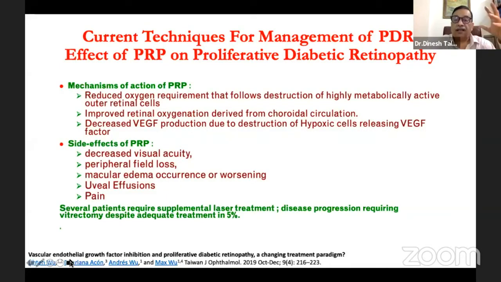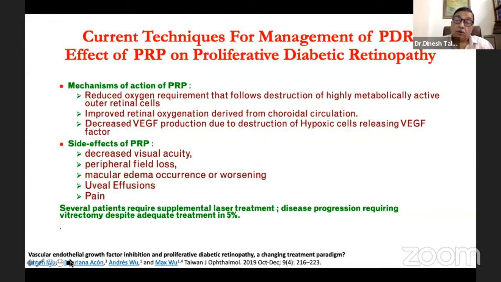What is the current technique? The current technique is PRP. We all know that, and it works very well by reducing oxygen requirement. That causes destruction of highly metabolic outer retinal cells, improves the retinal oxygenation from the choroidal circulation, and decreases the VEGF production due to the destruction of the hypoxic cells. So all three work together.